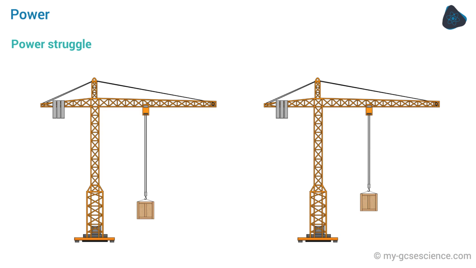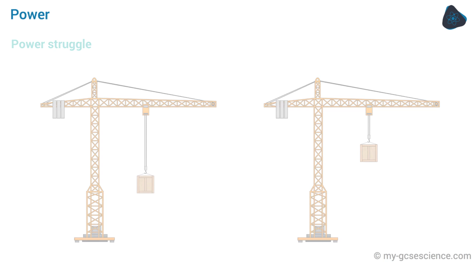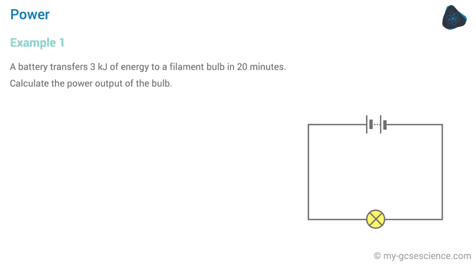Have a look at these two cranes as they lift the same load. Which is more powerful? The one on the right, of course, because the rate at which it's transferring energy to or doing work on the load is greater. It's able to lift the load more quickly. Let's go through a few examples now.